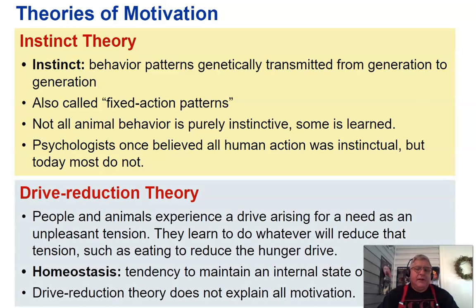Drive reduction theory. People and animals experience a drive arising from a need as an unpleasant tension. They learn to do whatever will reduce that tension, such as eating to reduce the hunger drive. Homeostasis is a tendency to maintain an internal state of equilibrium. Drive reduction theory does not explain all motivations.